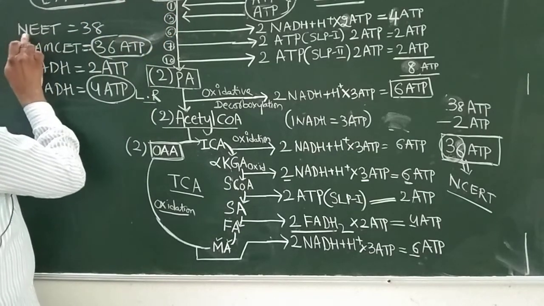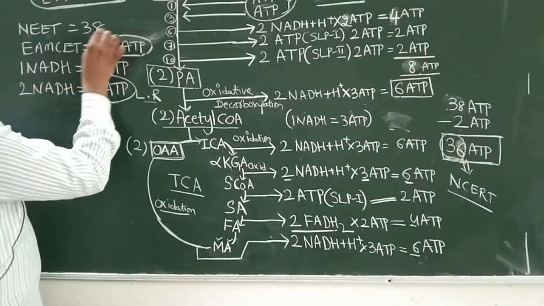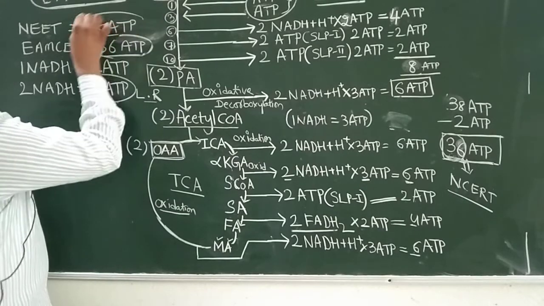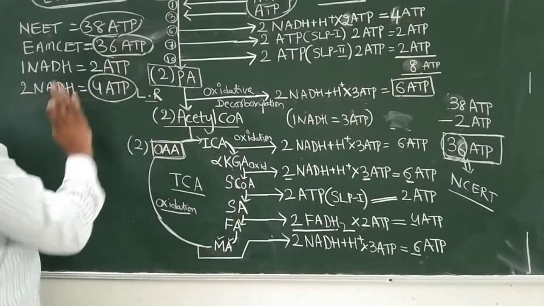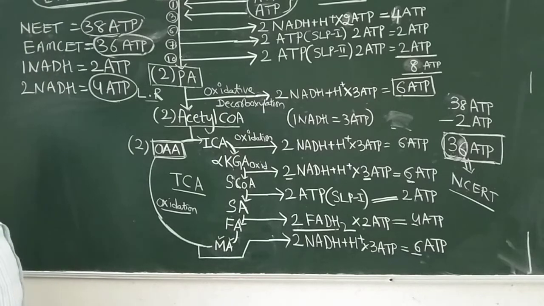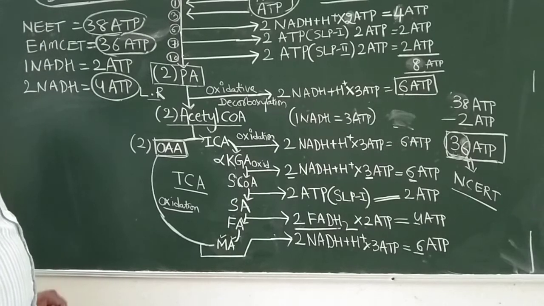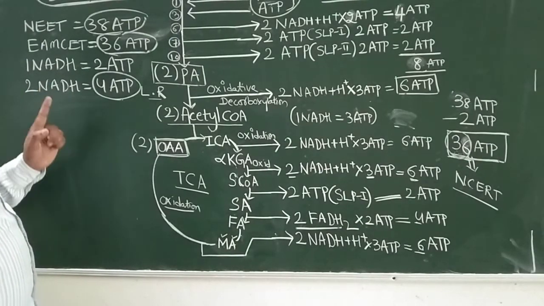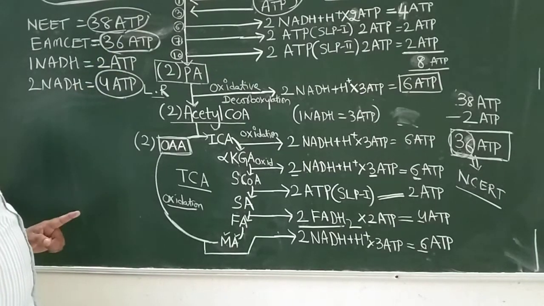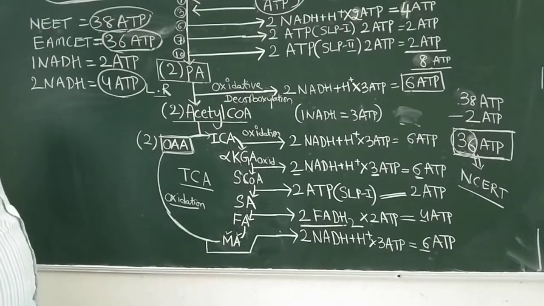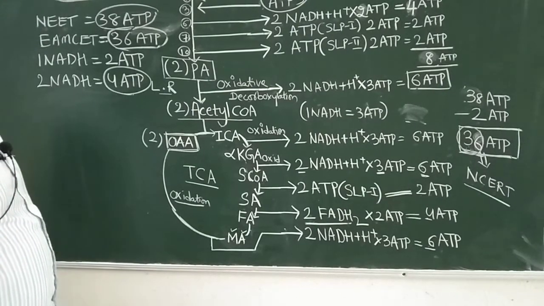In the NEET entrance exam, according to the NCERT book, a total of 38 ATPs are produced by the complete oxidation of one glucose molecule. Okay, na? So this is the simple concept: complete oxidation of one glucose molecule produces 38 ATPs according to the NCERT, and 36 ATPs according to the Telangana state second year botany. Okay, na? So this is the simple concept about the complete oxidation of the glucose molecule.